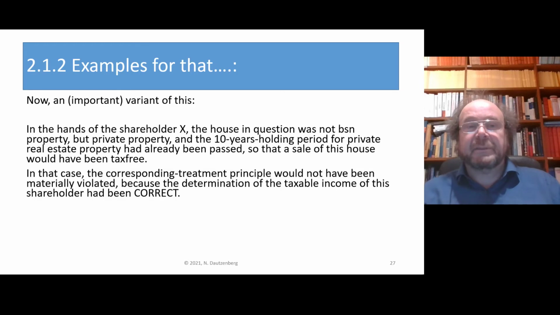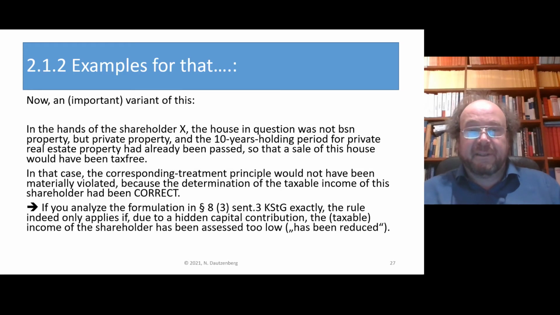Now we have again a contribution of 300,000, but the corresponding treatment principle has not been violated because the shareholder's taxation was not wrong. The 300,000 were unnoticed, but they were also irrelevant. It plays no role that his non-taxable income was 800,000 instead of 500,000. And so in that case, the GmbH would still be able to claim that it had to do with the hidden capital contribution.